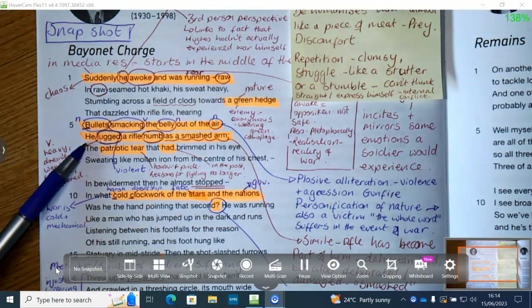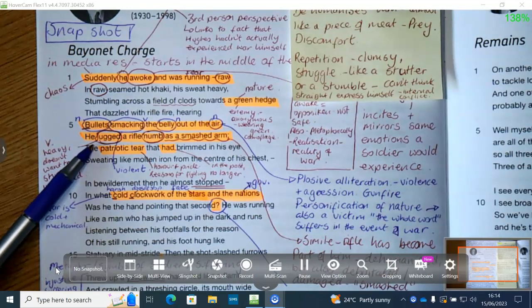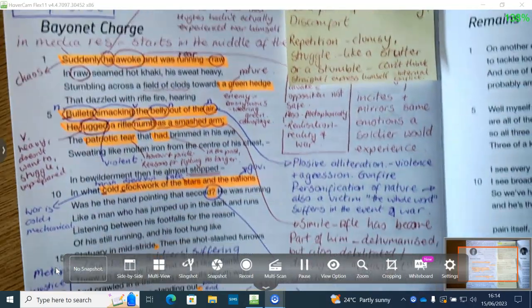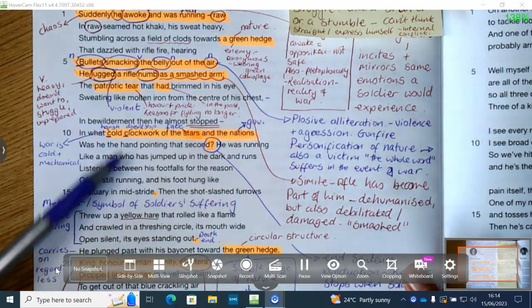In the next line, line 6, it then goes back to the soldier. He lugged a rifle, numb as a smashed arm. And again, this simile is rich with meaning. Firstly, that verb lugged is really important. It gives us loads of ideas.